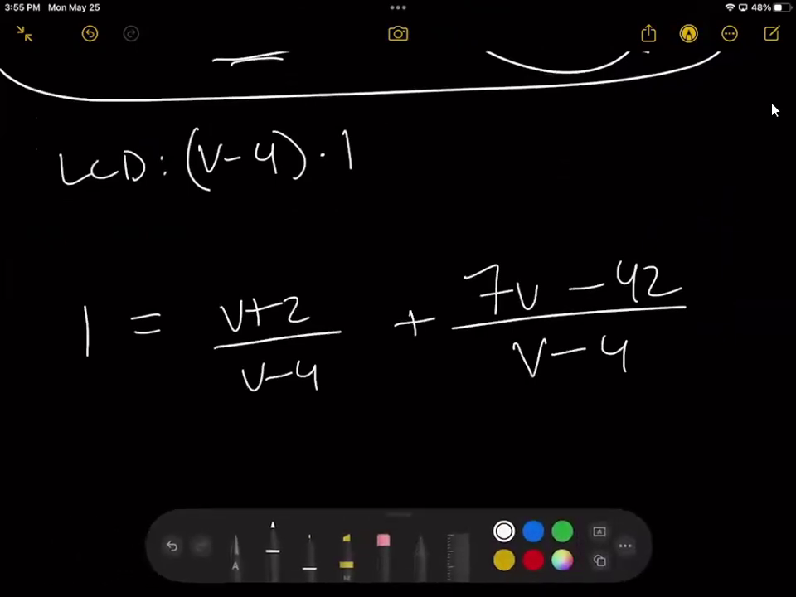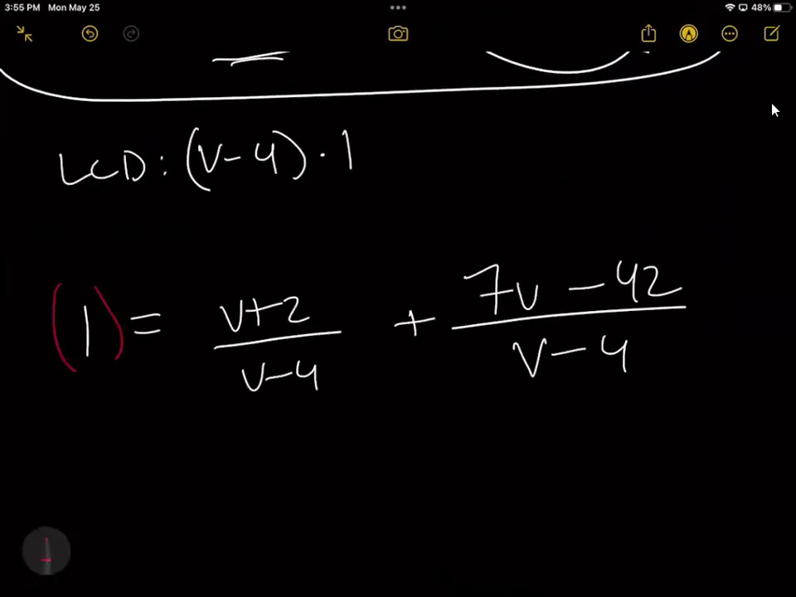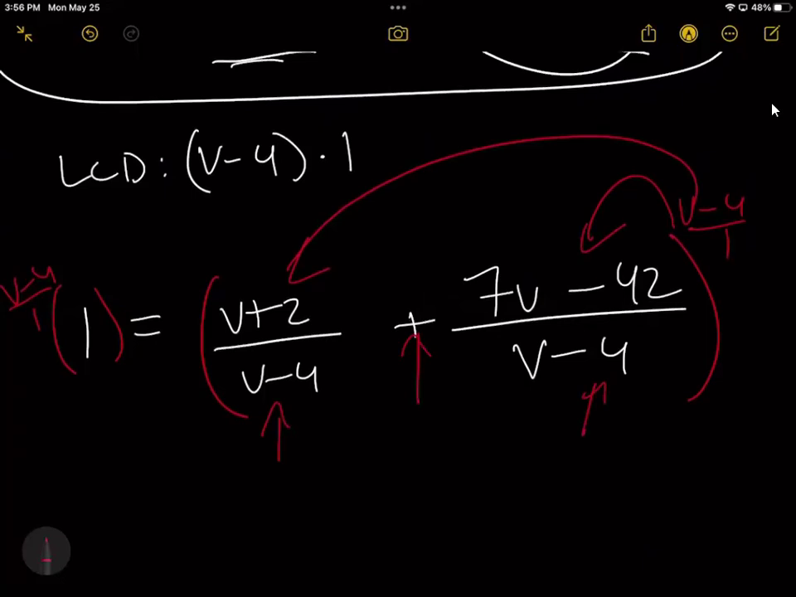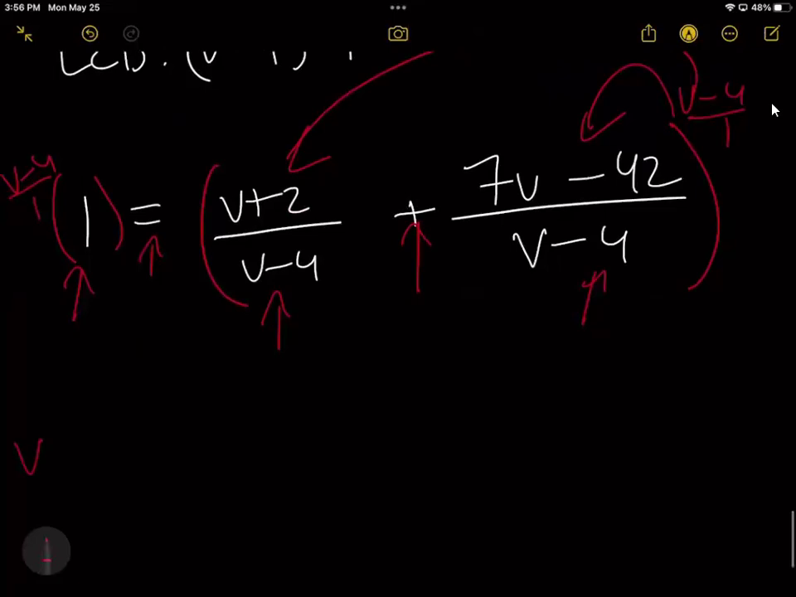So I'm going to multiply this side by my LCD, v minus 4. It's like v minus 4 over 1. And this is also like v minus 4 over 1. And I'm distributing it to each term. This is a term, and this is a term split up by the plus sign, and this is a term split up by the equal sign. So v minus 4 times 1 is going to be v minus 4.